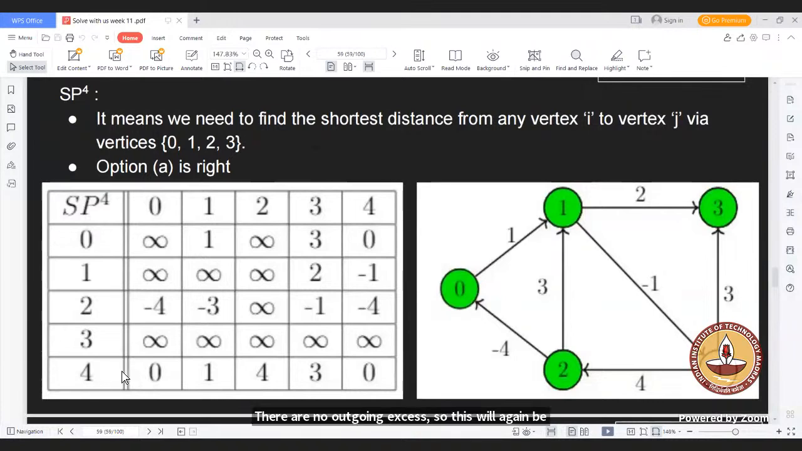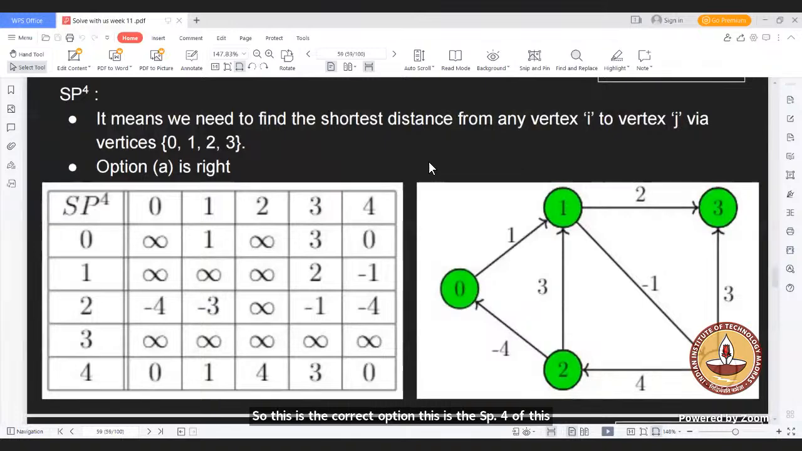So for 4, we can see 4 to 3 we can directly go in 3 units. And 4 to 0 we can see +4 and -4, it will be 0. And 4 to 1 is 0 plus 1, which is 1. And 4 to 2 is directly 4 units. And 4 to 3 we can directly go in 3 units. And 4 to 4, we can form this cycle and again come back in 0. So this is the correct option. This is the SP4 of this given graph.